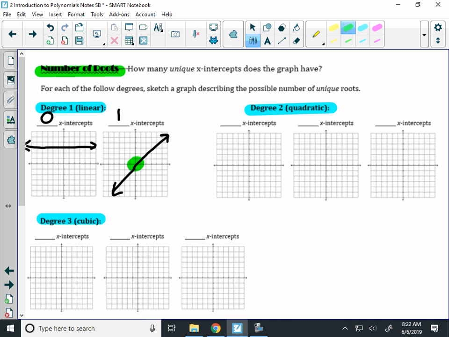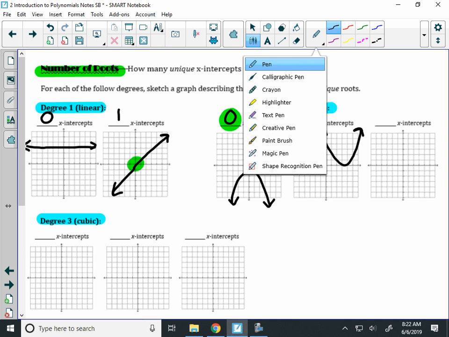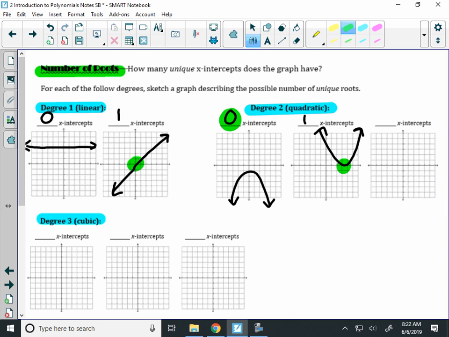Degree 2, these are quadratic parabola functions. You can either cross 0 times, which means that you would draw your parabola and it would never actually cross the x-axis. It could have 0 x-intercepts. Your graph could have 1 x-intercept where you come down, touch the axis, and bounce back up. Or you could have 2 x-intercepts where you come up and through and cross the x-axis 2 times.